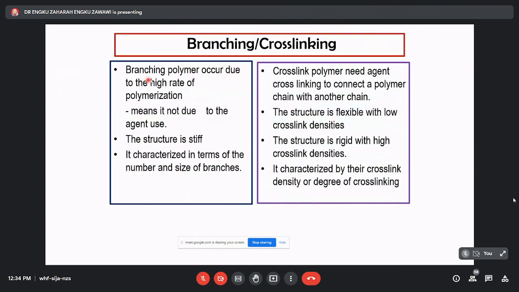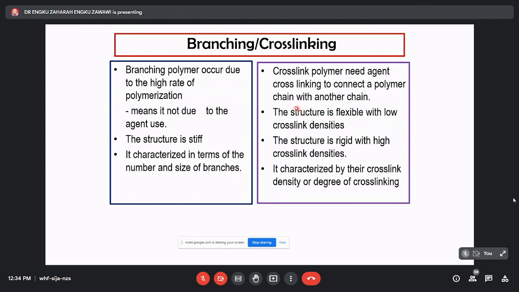Okay, so kita tengok the branching and crosslink, perbezaan dia. So the process of branching polymer occurred due to the high rate of polymerization lah. So the formation of branching ni berlaku during the process formation of the polymer itself, iaitu polymerization process, which means it is not due to the agent. So kita tak pakai apa agent. So the structure is stiff dan maknanya branching ni kita kategorikan dia in terms of the number of branches dan juga size of the branches.